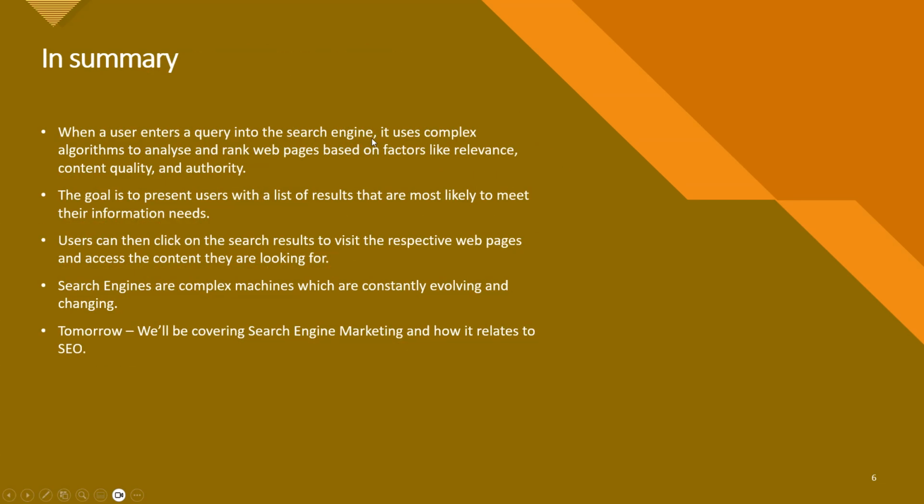Finally, in summary, when a user enters a query into the search engine, it uses complex algorithms to analyze and rank web pages based on factors like relevancy, content quality, and authority. The goal then for SEO is to present the user with a list of results that is most likely to meet their informational or required query needs. Right? Users can then click on the search results to visit respective pages and access content they are looking for. Right? That in general is what SEO and search engines do.